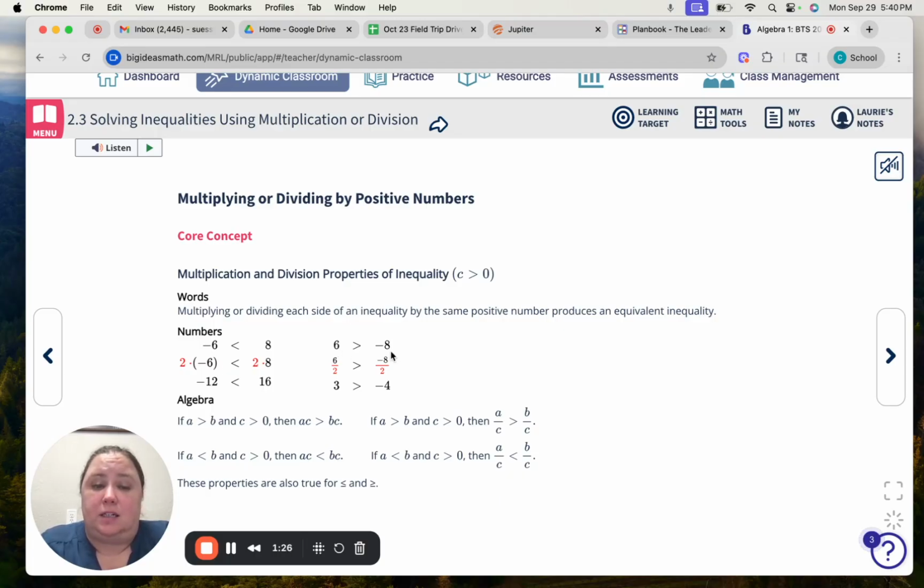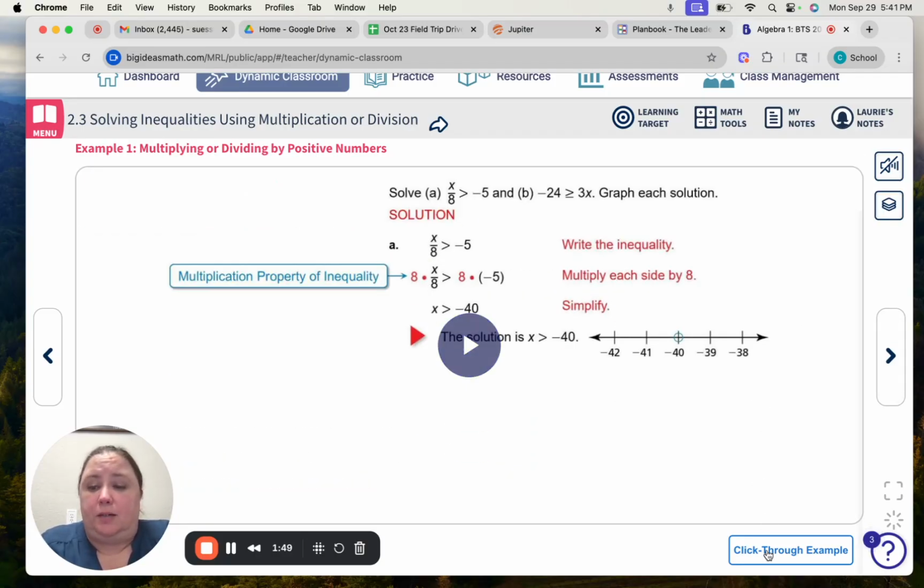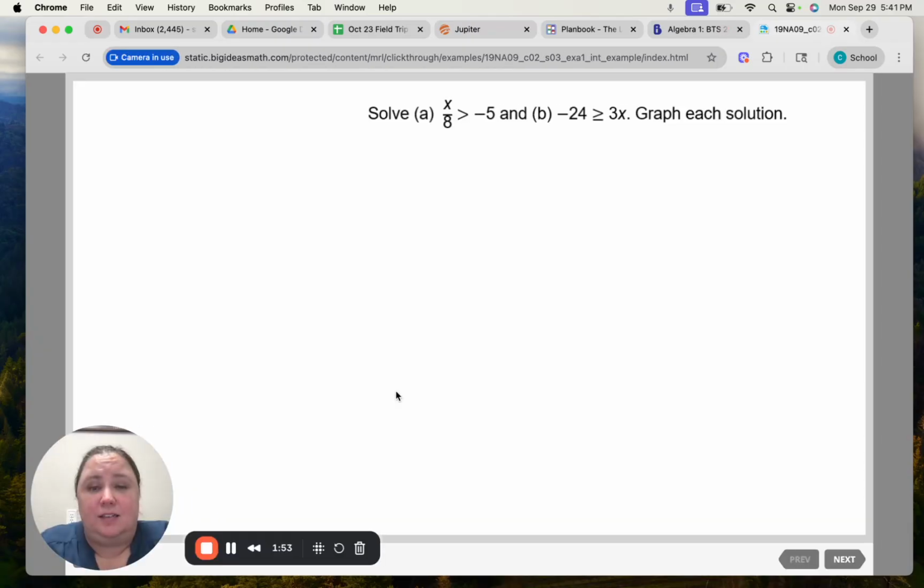If I have a 6 and a negative 8, and I divide both sides by a 2, then I get 3 is greater than negative 4. This is also still true because 3 would be greater than negative 4. And these properties will also work for greater than or equal to or less than or equal to. So that doesn't change it. So example 1, write this in your journals.